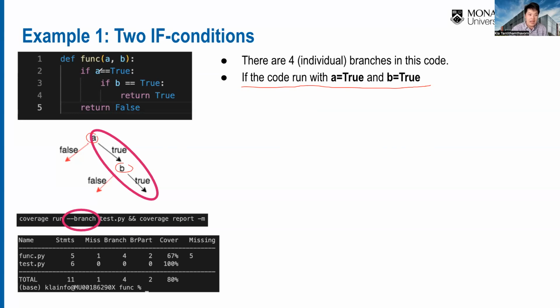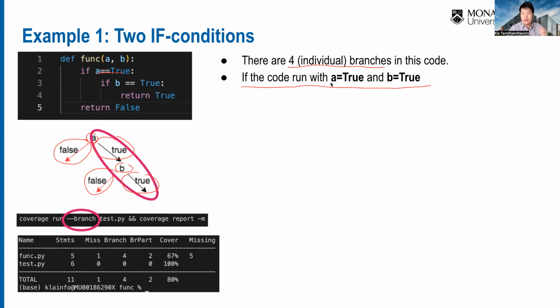We have A equal to true here. Sorry, how many branches do we have here? There are 4 branches, right? When we talk about branches, it's the individual branches. Within this code, there are 2 if statements. Each if statement consists of 2 branches, either true or false. That's why in total there are 4 branches. So what are the 4 branches? The first one is A equal false. The second one, A equal true, B equal false, and B equal true. There are 4 branches.